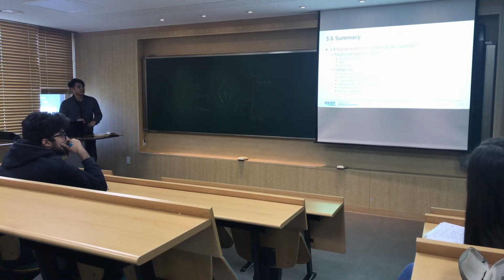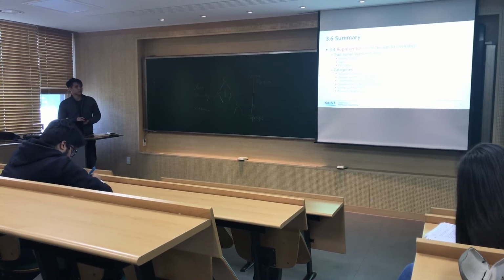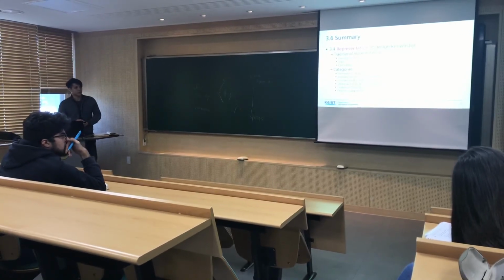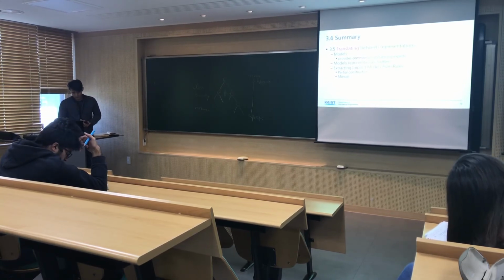So as a summary, from chapter 3.4, I talked about the representation of design knowledge. From the traditional representation, there were the existing design types and procedures, and I talked about the various categories that can be used to categorize design knowledge. So axiomatic, very systematic, or heuristic, which is based on experience, domain-specific and independent, which is general, etc.